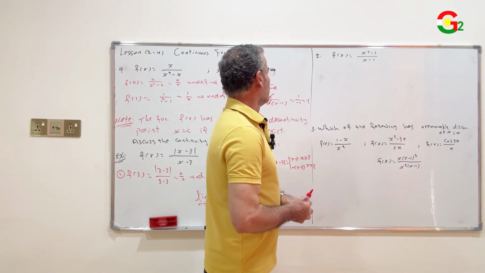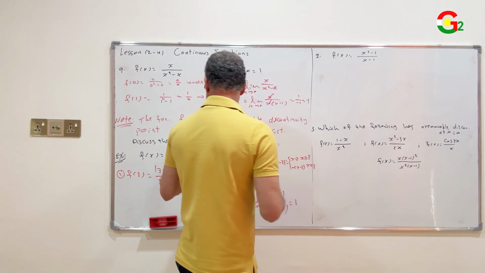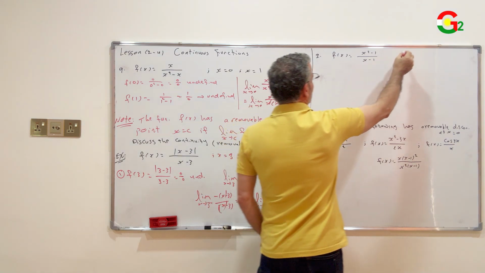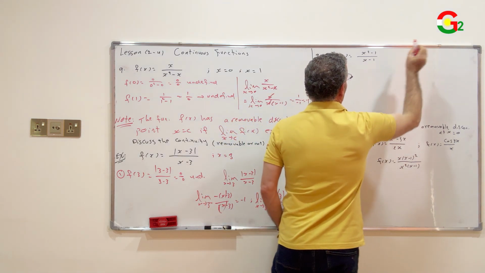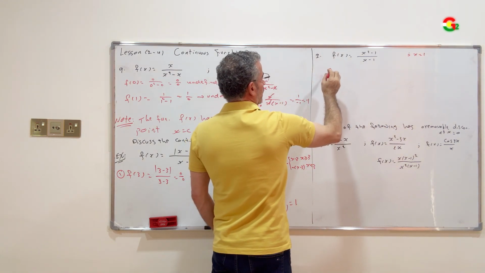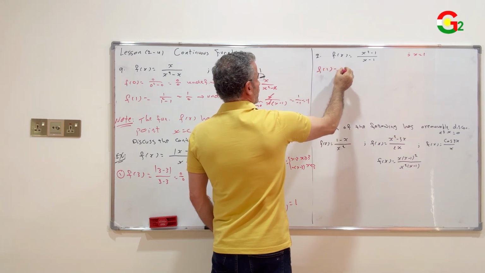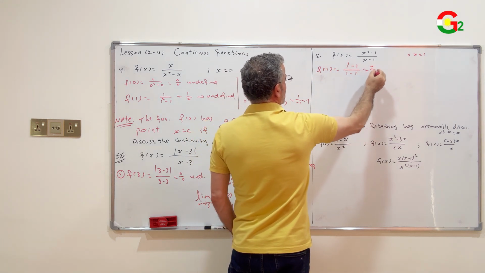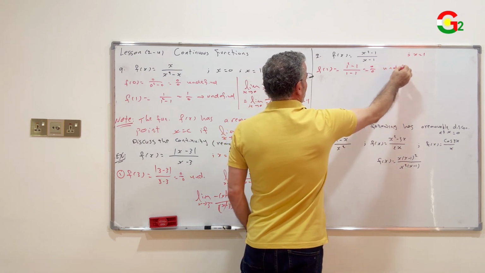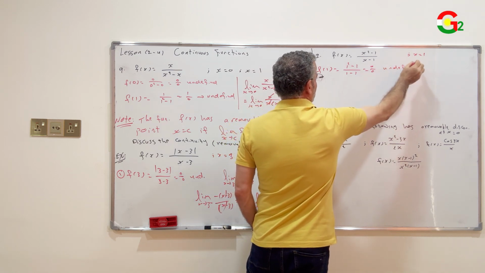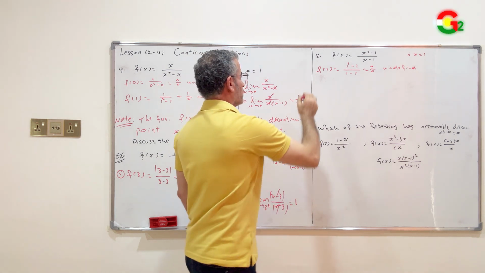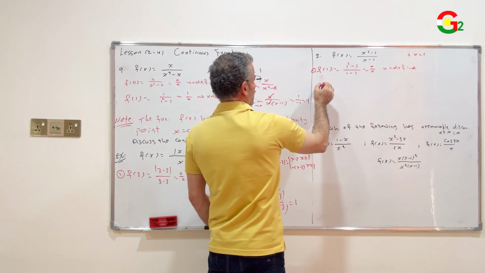Question number 2: also discuss the continuity, removable or not removable, of this function at x equal 1. f of 1 equals 1 squared minus 1 over 1 minus 1, which is 0 over 0, undefined. The function is not continuous because the first condition is not satisfied.